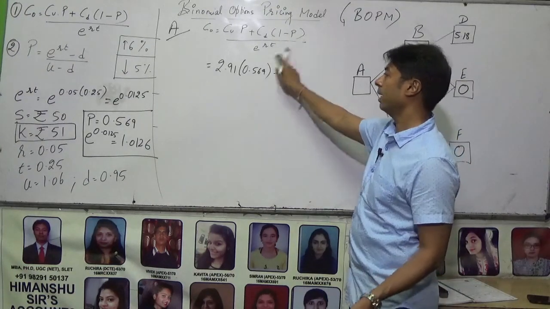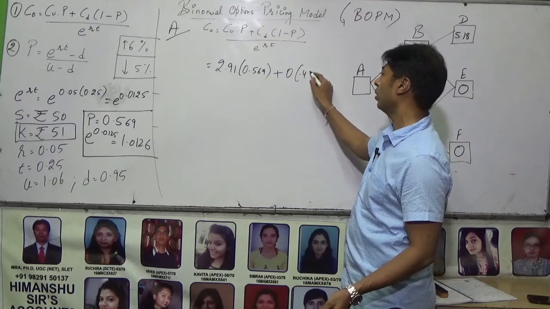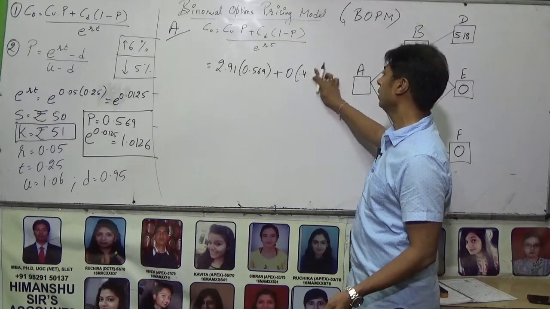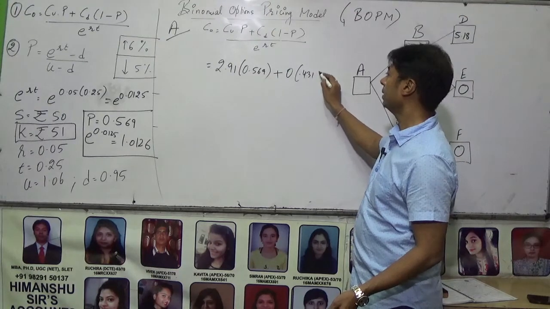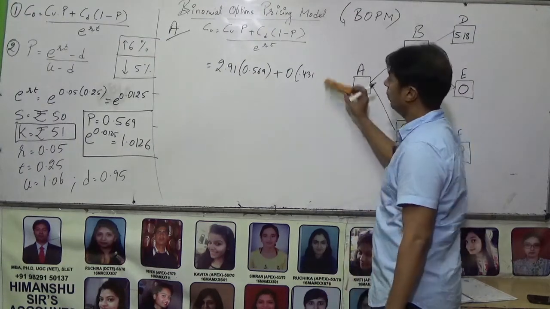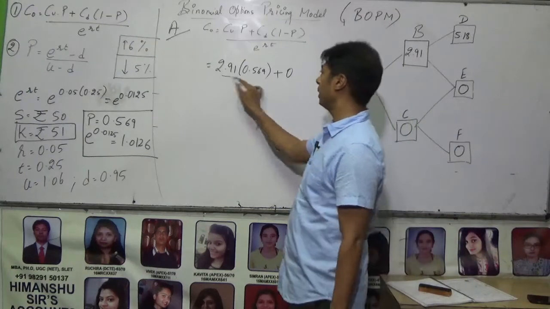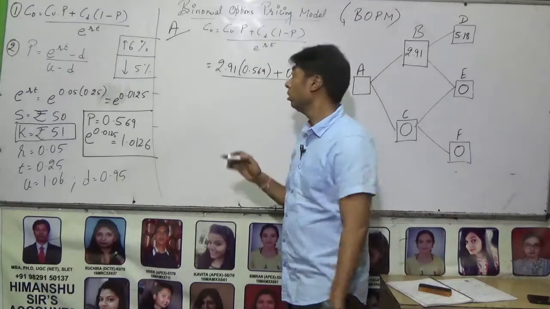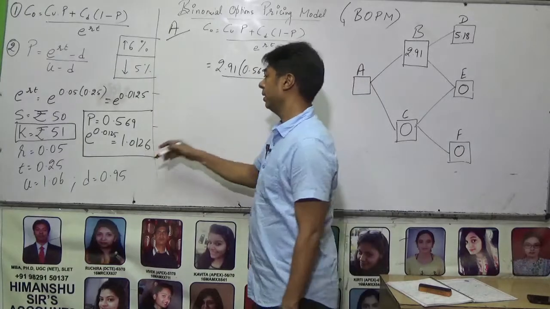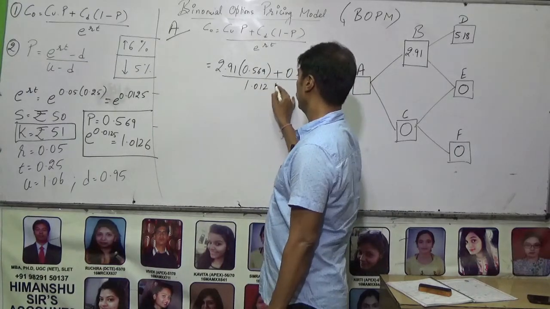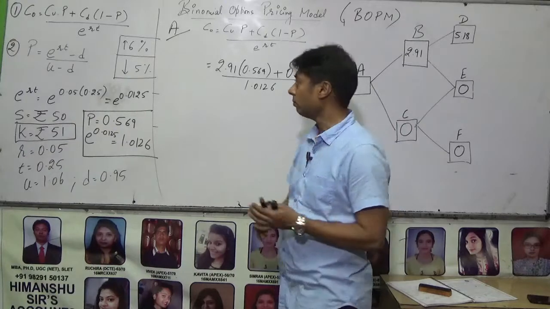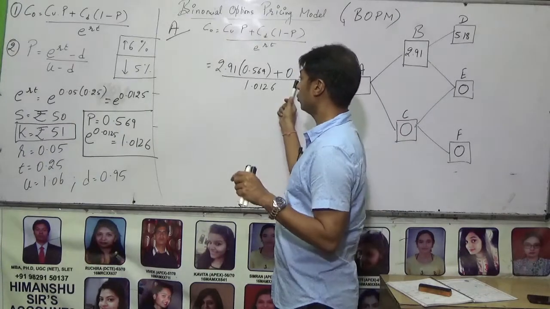So 0 into 1 minus P. Even if you do 1 minus 0.569, you will get it as 0.431. But multiplying it, the whole function, you will get the answer as 0. So we don't need to calculate the value. We just have to place the value as 0. ERT, we've already calculated it. It is coming as 1.0126. Now next, we have to solve it.